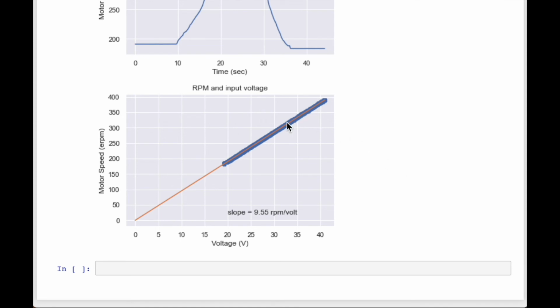The orange line is a fitted line. We can see that the orange line passes very close to the origin. The slope of the line is the RPM per volt and roughly agrees with the number published for these generic hub motors.